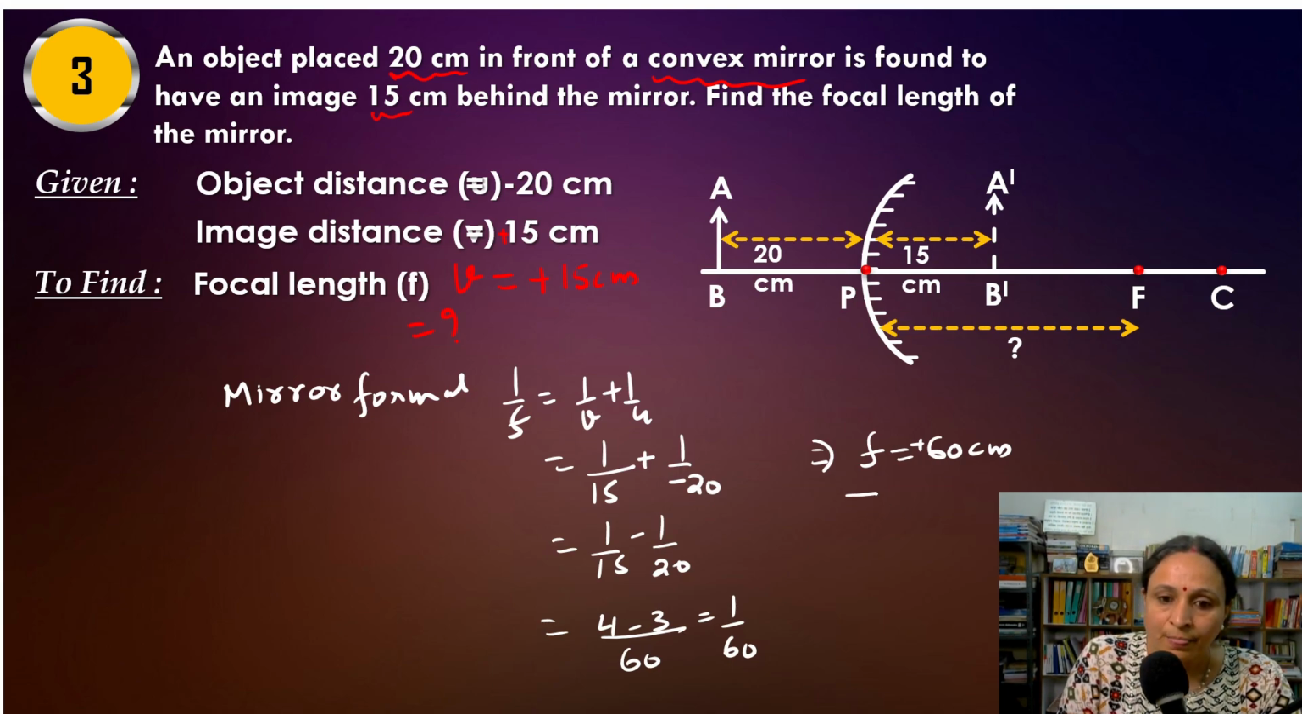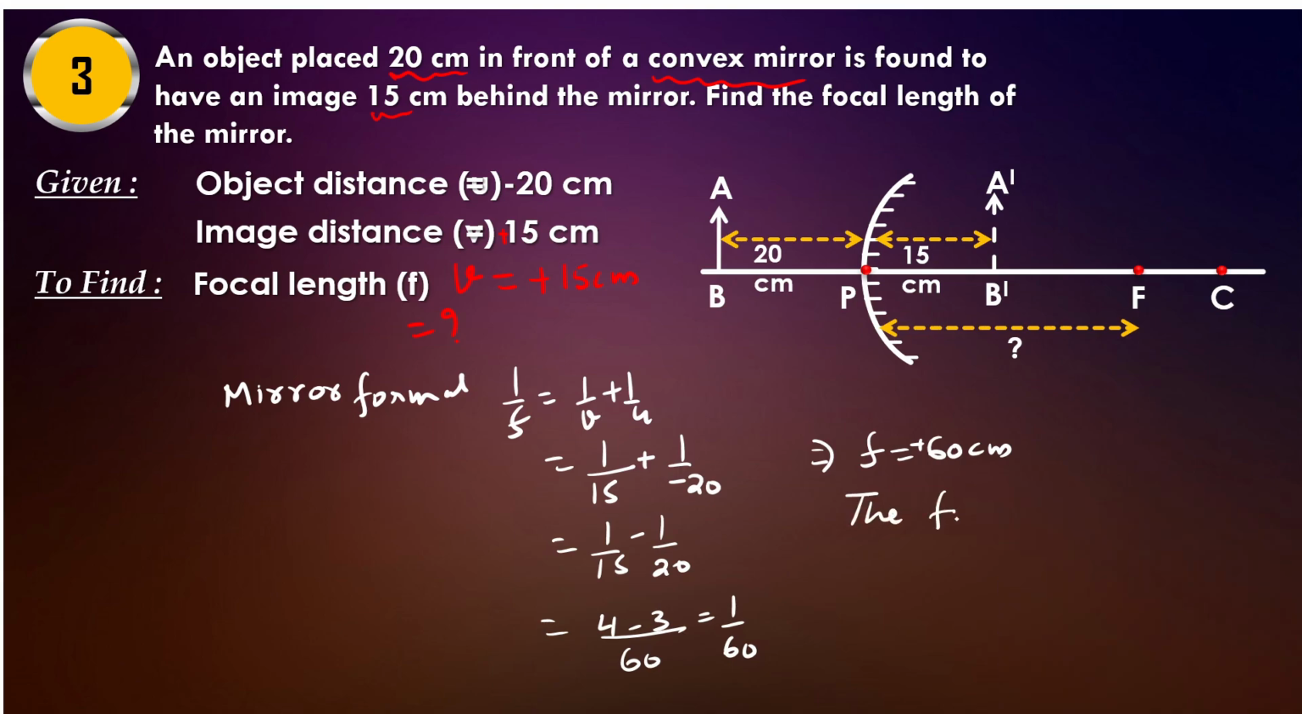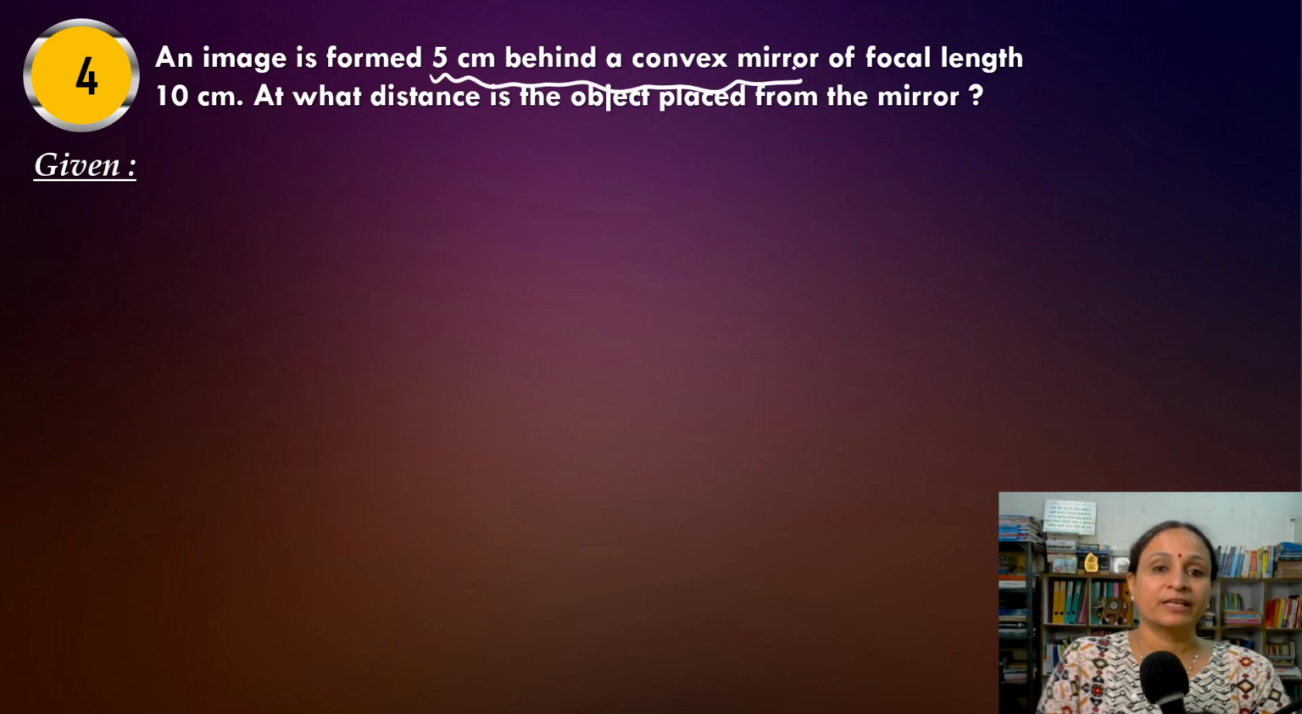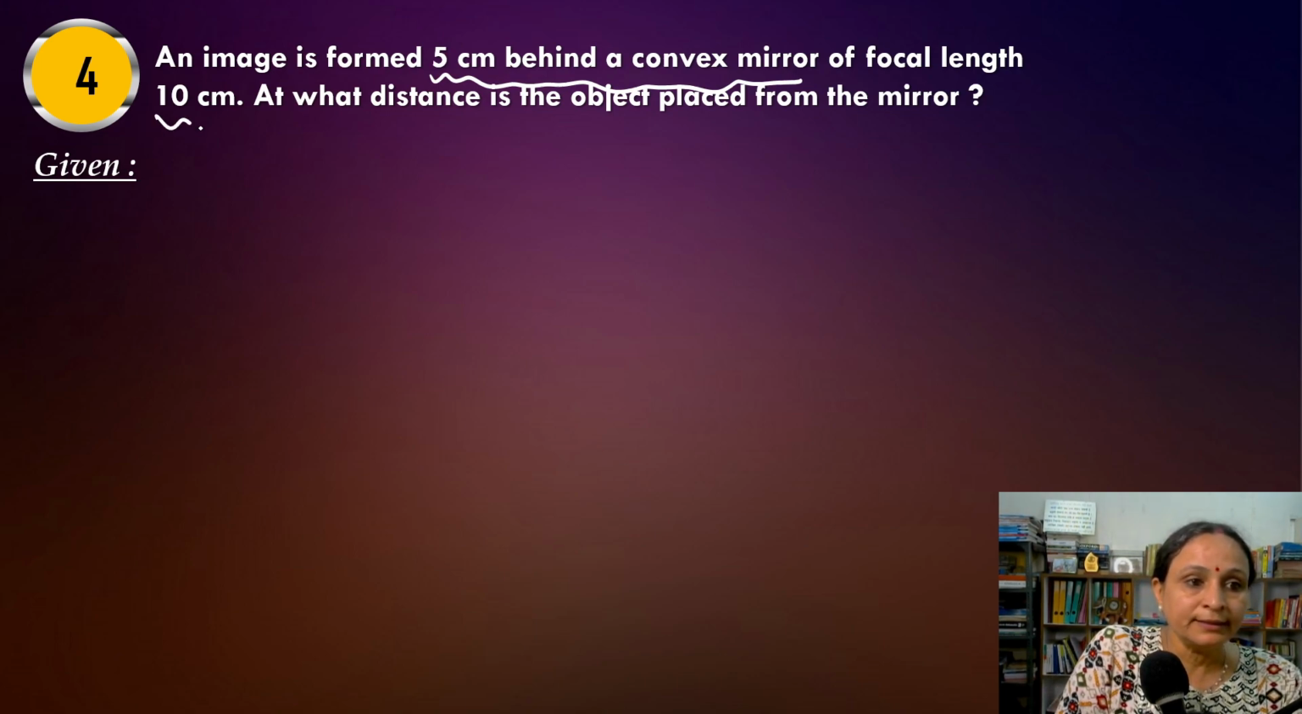So we will write the focal length of the convex mirror is 60 centimeters, which is our answer. Got this, right? Okay. An image is formed 5 centimeters behind a convex mirror of focal length 10 centimeters.